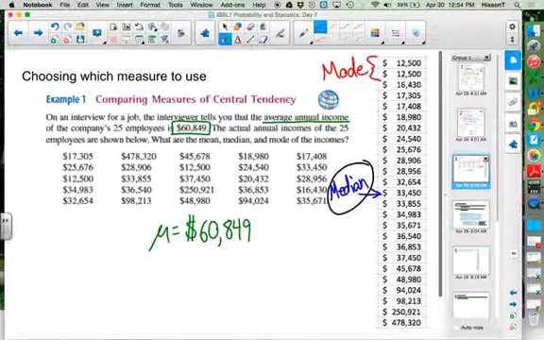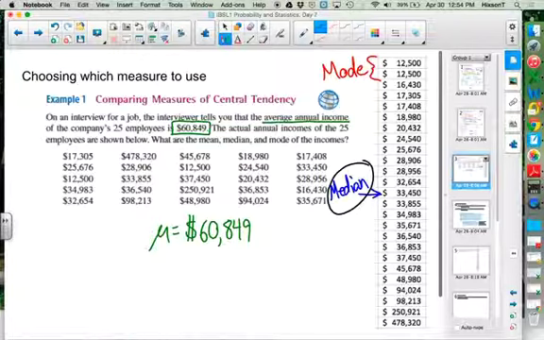Would the mode be useful? No. No, not at all. Okay, here the mode is pretty much useless, especially because there's only 2 of them repeating out of 25. Okay, it's not really helpful here. What do you think about the mean?